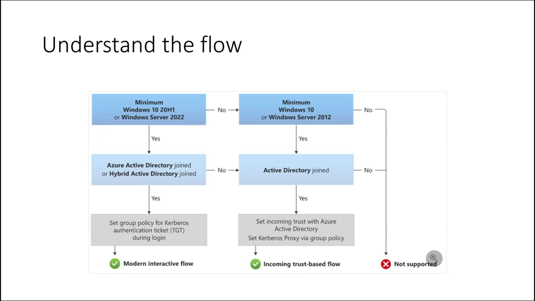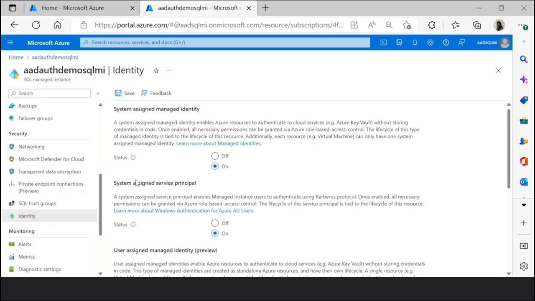So based on what kind of client that you are trying to use, like Azure Active Directory joined or a hybrid Active Directory joined or just a domain joined client, based on that you have to establish the workflow and you can connect to the managed instance using Windows authentication. So like I said, let me quickly show you the managed instance in the portal.